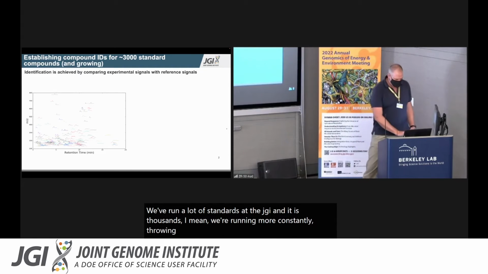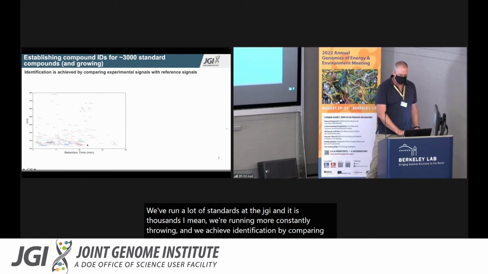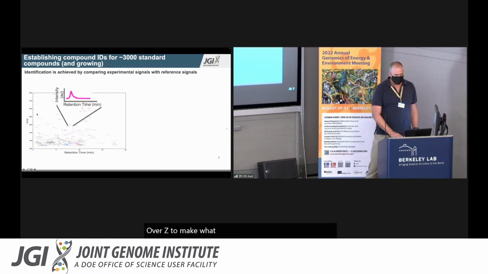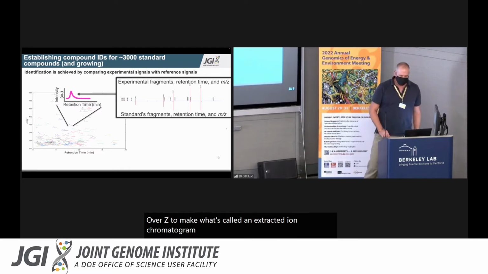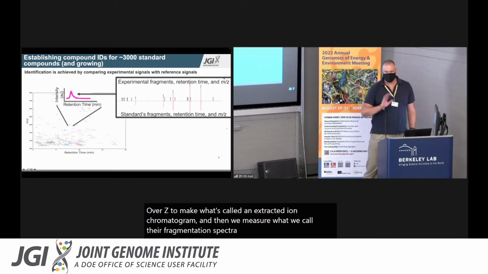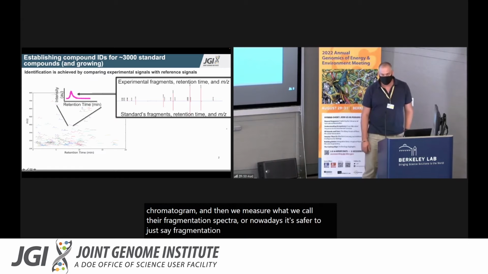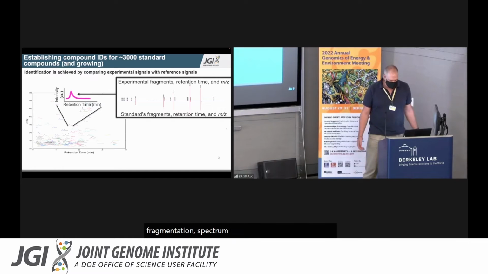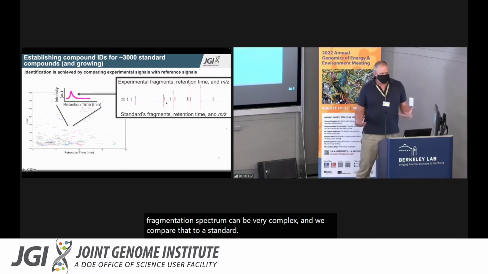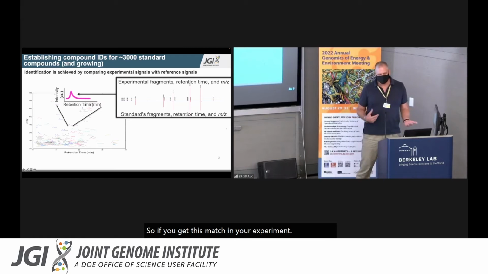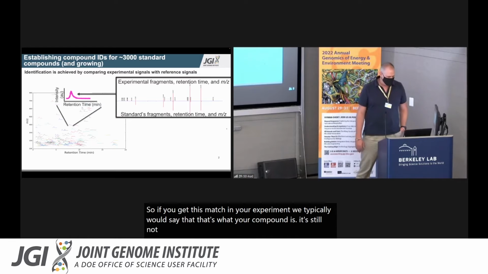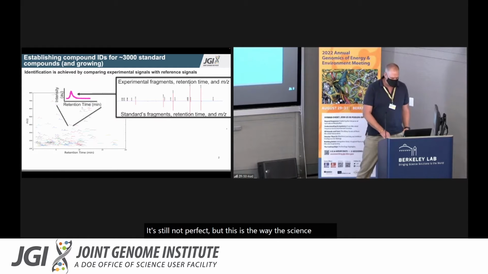And we achieve identification by comparing their retention time, their m/z, to make what's called an extracted ion chromatogram. And then we measure what we call their fragmentation spectra, or nowadays it's safer to just say fragmentation data, because fragmentation spectra can be very complex. And we compare that to a standard. So if you get this match in your experiment, you typically would say that that's what your compound is. It's still not perfect, but this is the way the science has moved forward.